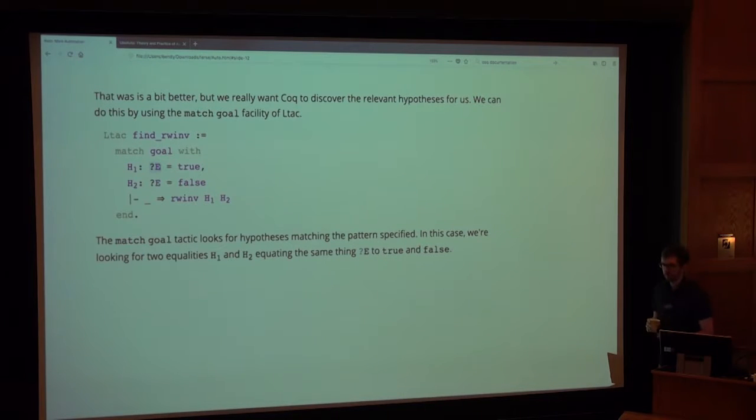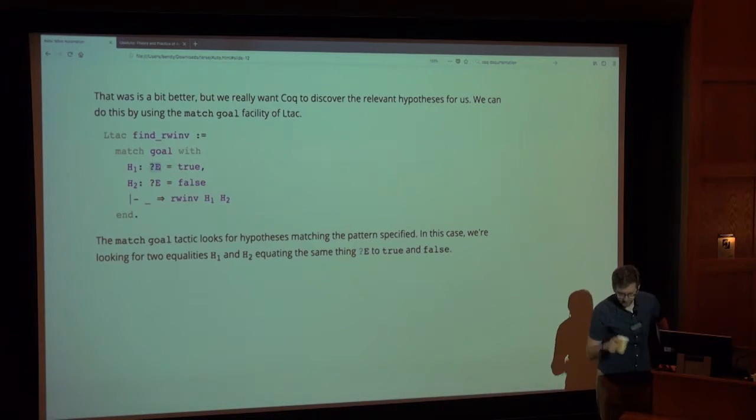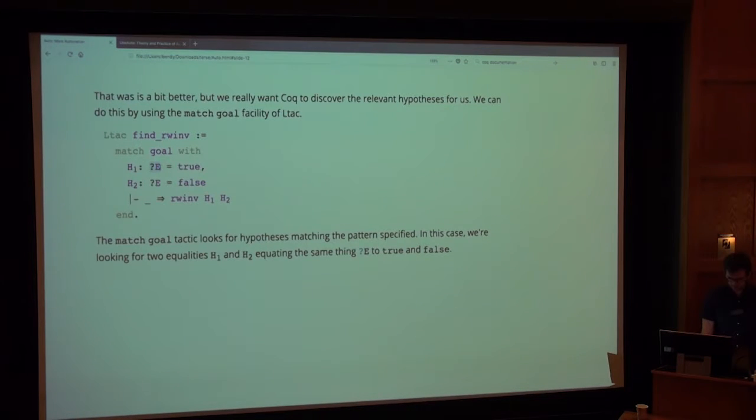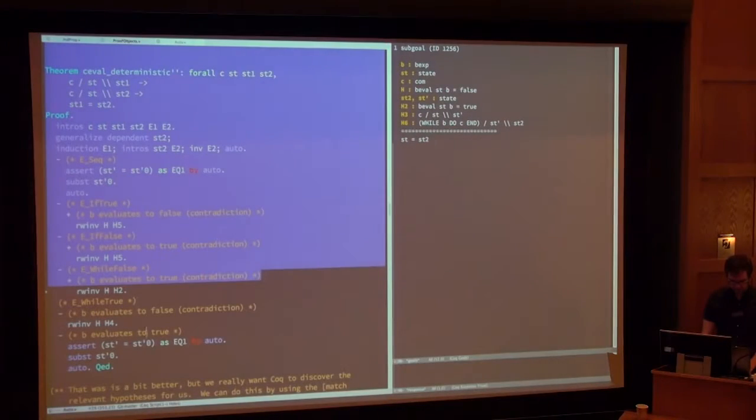Okay. Any other questions? Okay. Let's now see this tactic in action.